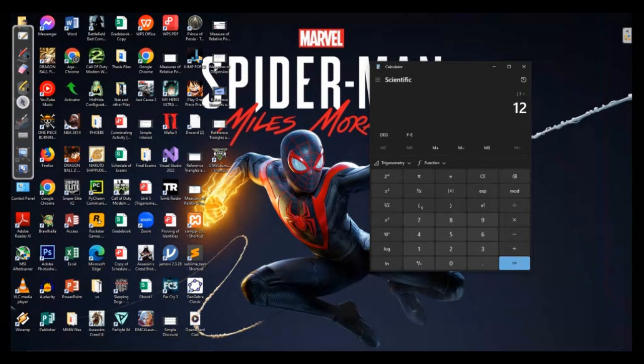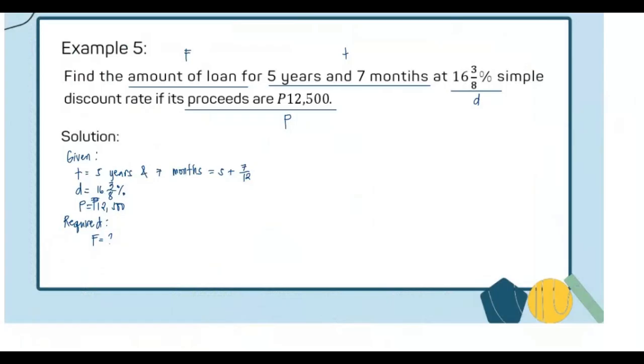7 divided by 12 is 0.5833. So, it would be now 5.5833. But by the way, you could actually use yung naka 7 over 12 months as well. You just transform this one into improper fraction kasi kailangan isa lang yung value na ating i-use doon sa ating formula. So it would be now 5.5833 years, but you could also make use of this one.